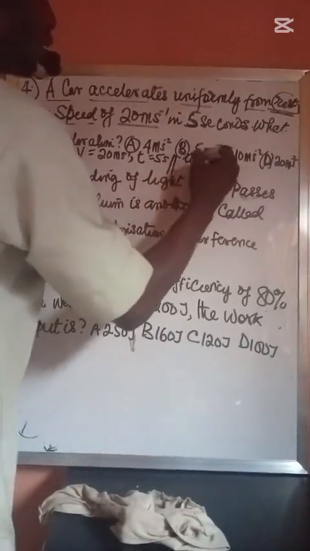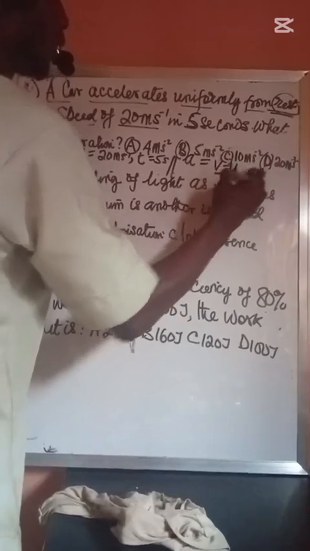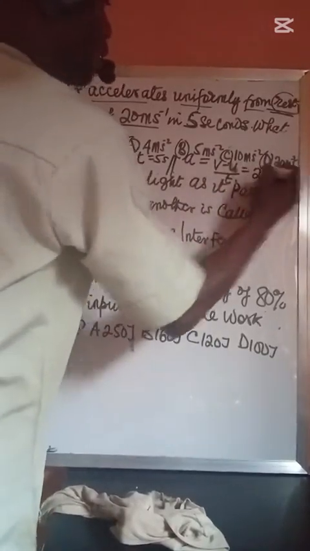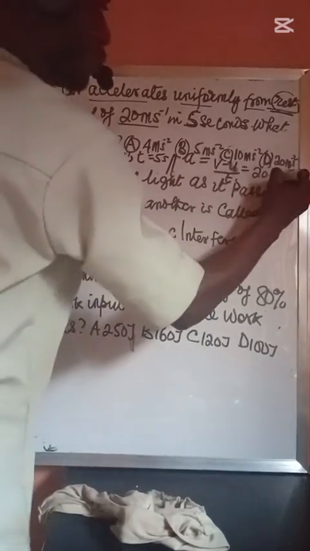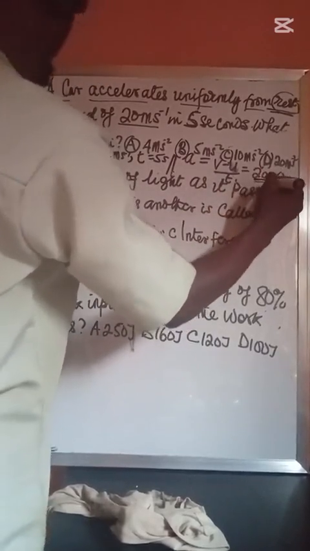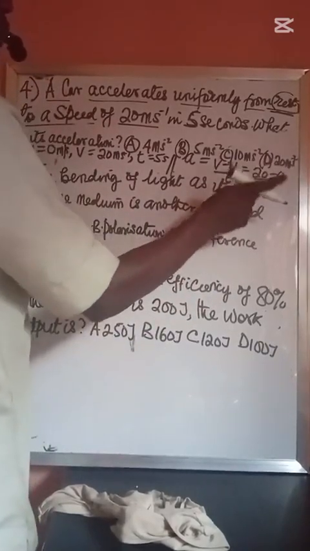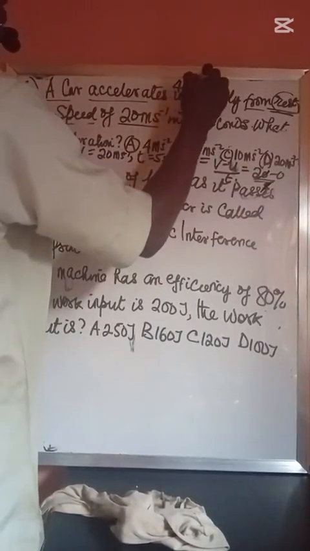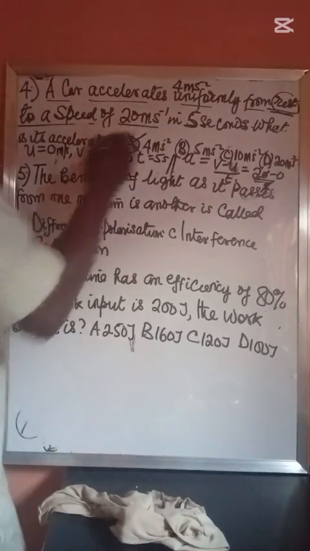Acceleration a is given as final speed minus initial speed divided by the time. Our final speed was 20, initial speed was 0, over our time, which is 5 seconds. So 20 minus 0 is 20, and 20 divided by 5 is 4 meters per second squared, and that's option A.